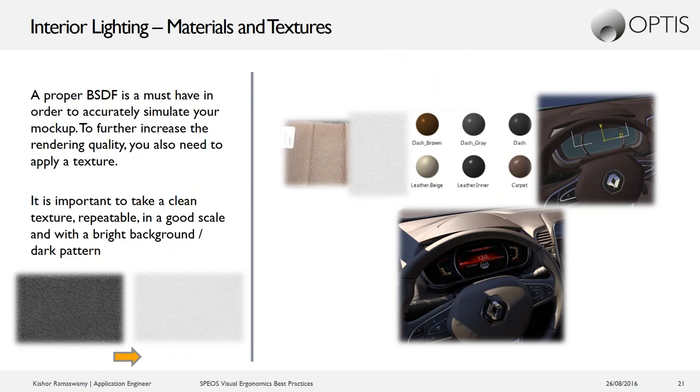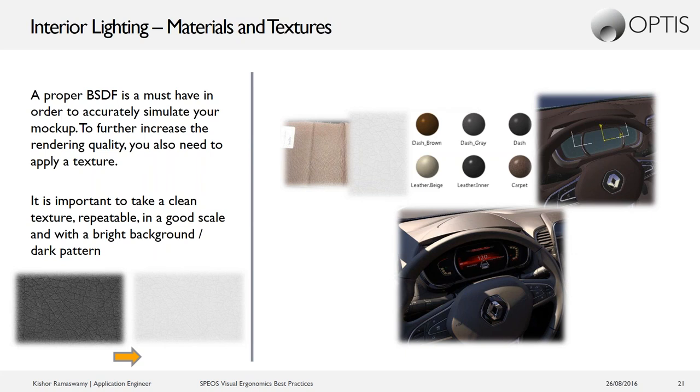Another consideration is materials and textures. This is extremely important for interior lighting design where there are lots of textures on the geometry. So the first is the material point. A proper BSDF is essential in order to accurately simulate the optical performance of all the geometry. However, to further improve the realism of your results, it's also important to apply a texture onto the geometry.